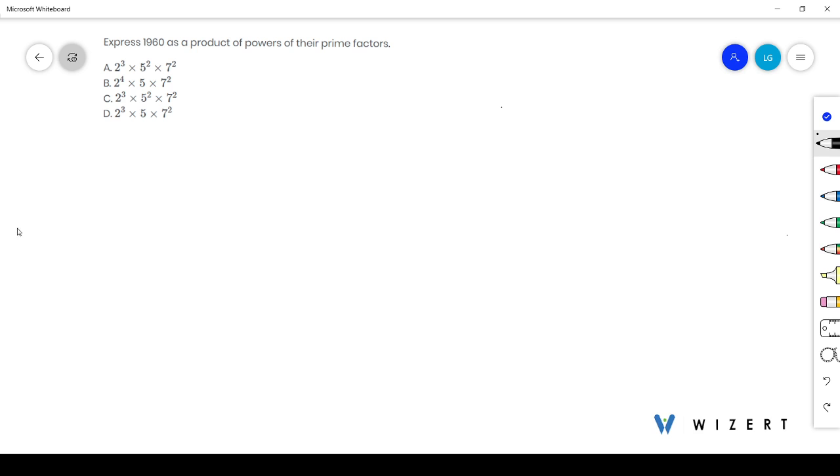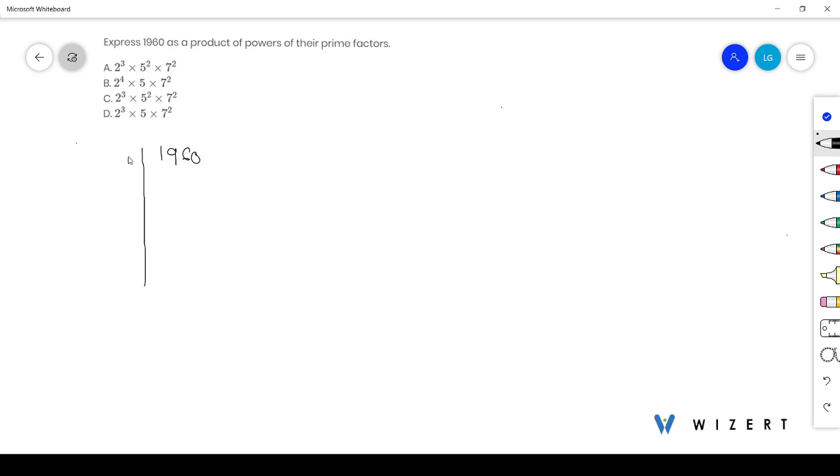Our question is, express 1960 as a product of powers of their prime factors. We need to first find the prime factorization of this 1960.